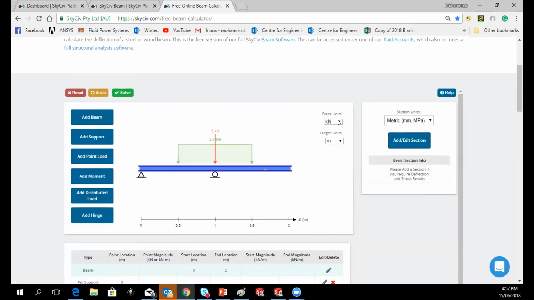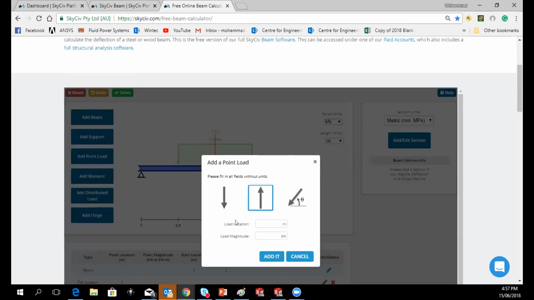By the way, if you want to change units here, you can use newtons, or you can use British units, with distance in meters or millimeters or inches. Now, some people may add point loads going upwards. Distance of 2 at the other end, 2 kilonewtons.